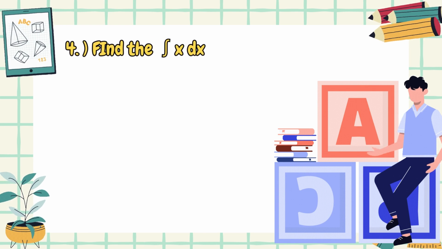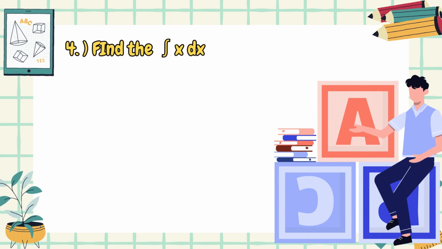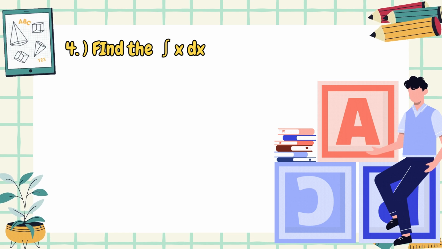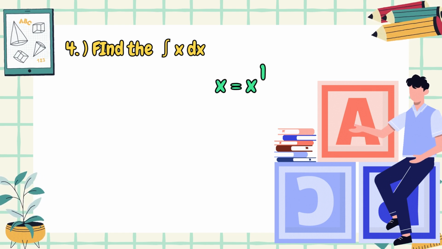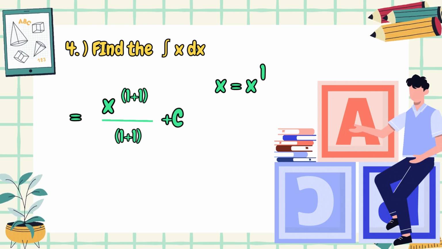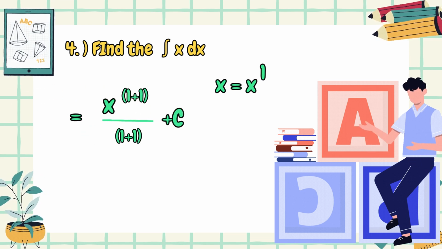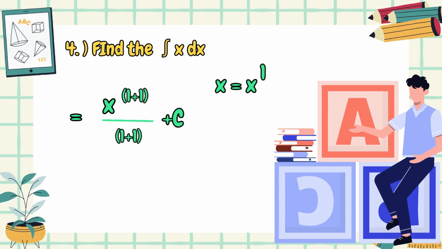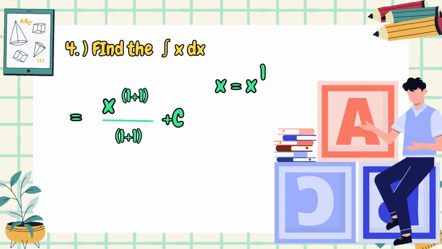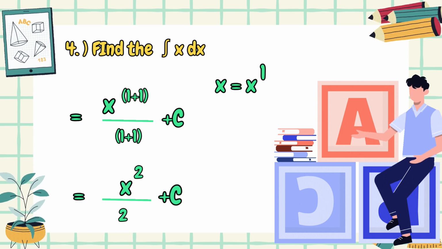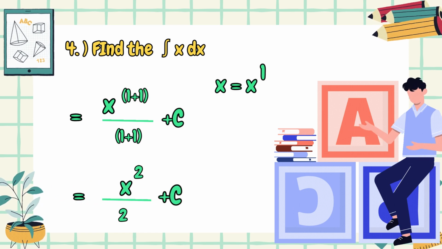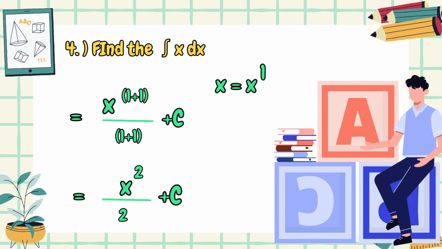Now, what if the given example is the integral of x with respect to x? Feel free to pause the video and try it yourself. Remember that x is just equal to x raised to 1. With that, applying the power rule, x will become x raised to 1 plus 1 over 1 plus 1, which will give us an antiderivative of x raised to 2 over 2. And that will be the final answer.